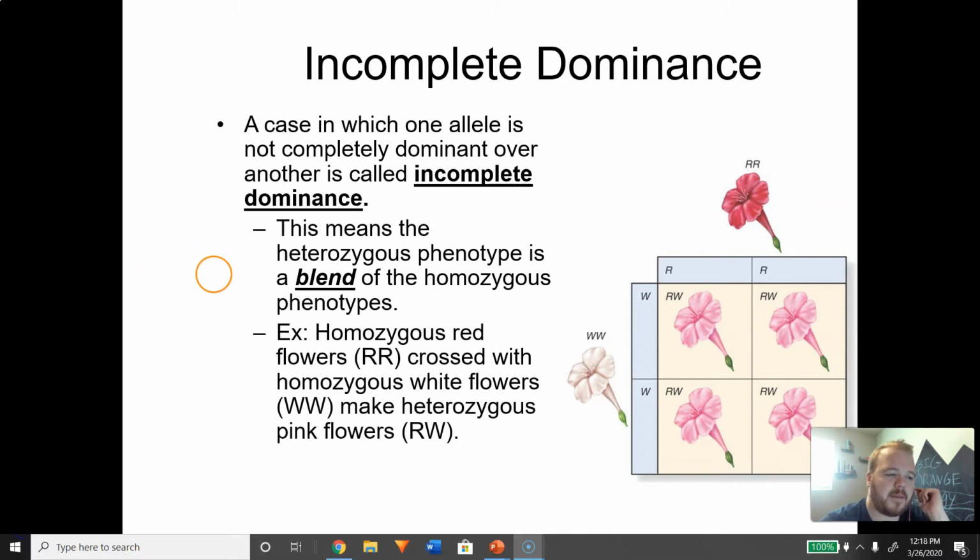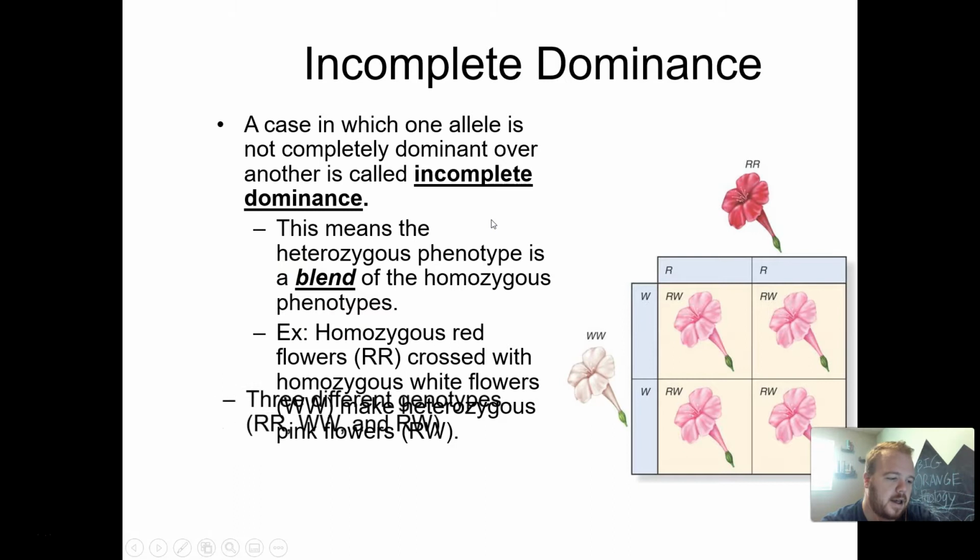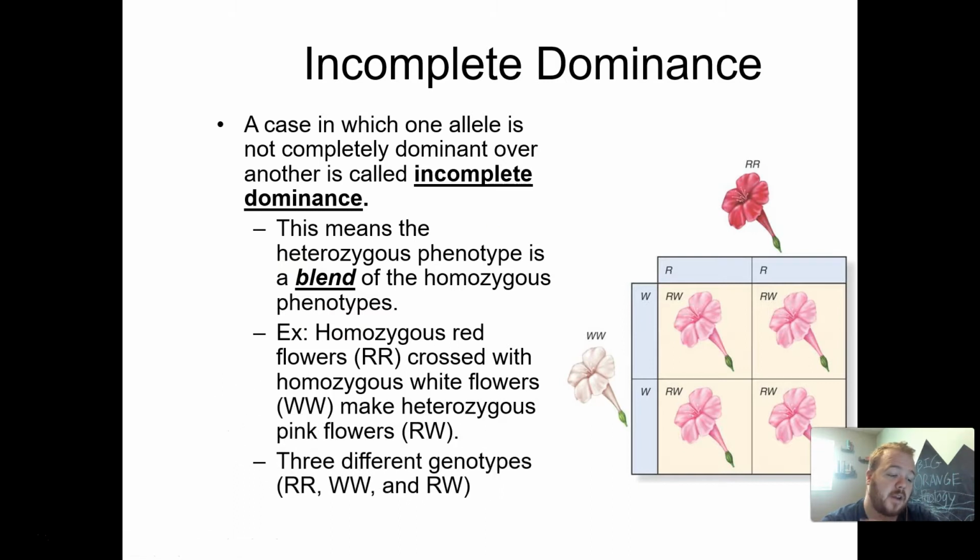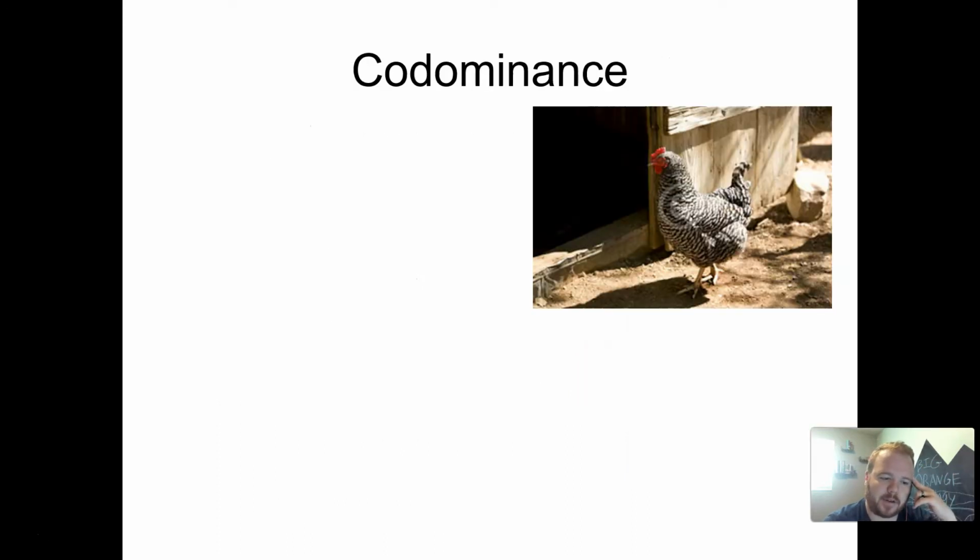So back to what I was saying. For example, homozygous red flowers crossed with white flowers, and you get all pink flowers. And you get three different genotypes along with three different phenotypes. And we don't use lowercase letters when we do incomplete dominance because neither trait is really dominant, so we don't use recessive letters.